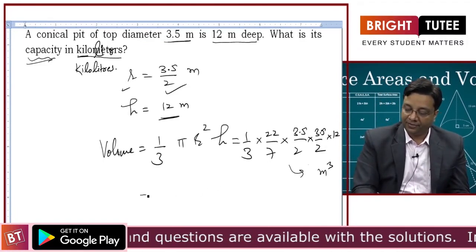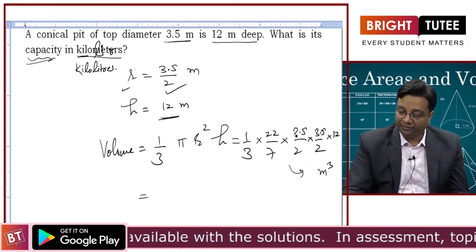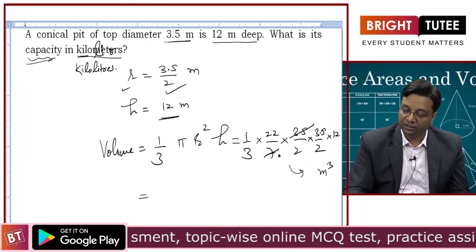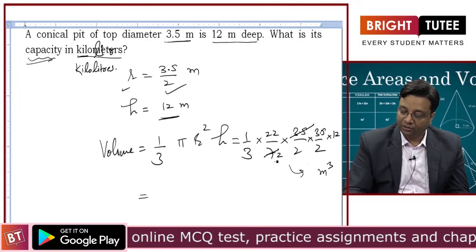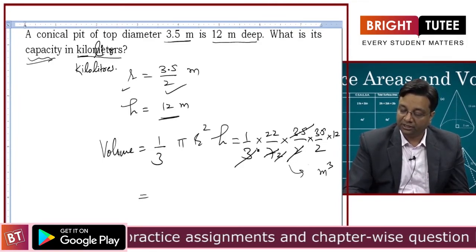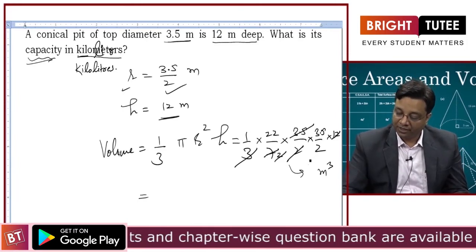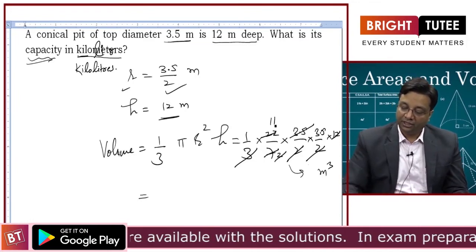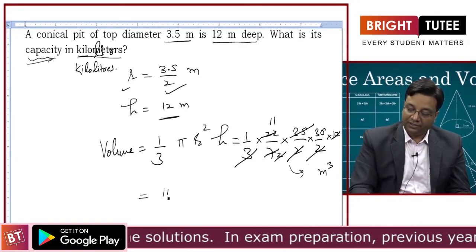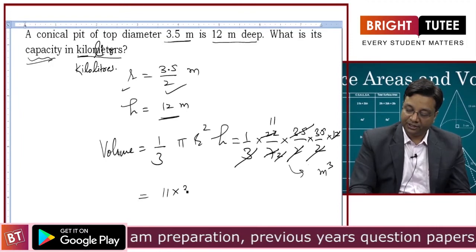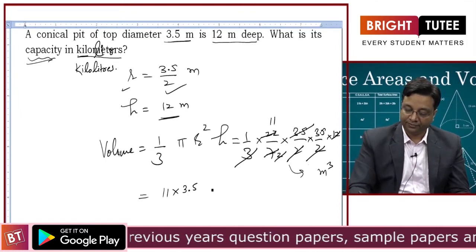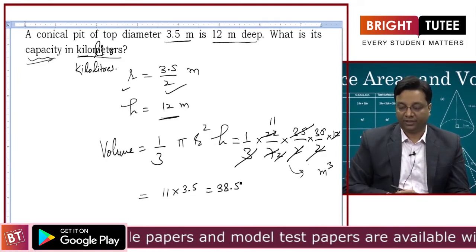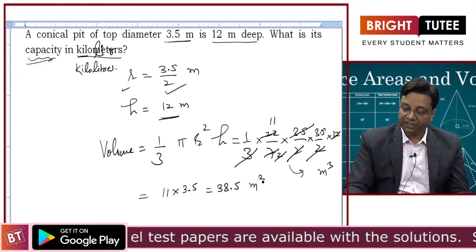So let us see, 3.5 by 2. So 3.5 into 2 is 7, right? 2 into 2, 4 into 3 is 12. So 12 is also gone. 2 into 11 is 22. So the only calculation left is 11 into 3.5. So it is equal to 38.5, okay, 38.5 meter cube.